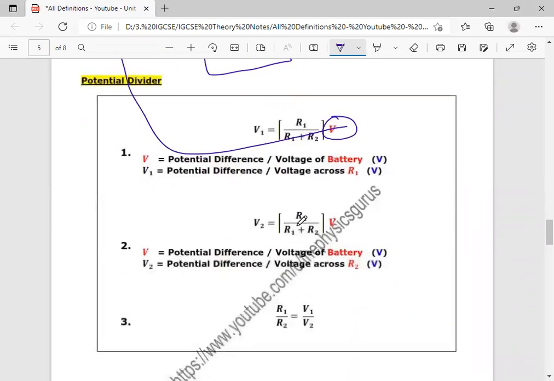And for V2, the formula remains the same, the only difference being that for V1 we will use R1 and for V2 we will use R2. And then the ratio of voltage to resistance will be the same. That is, R1 over R2 is equal to V1 over V2.